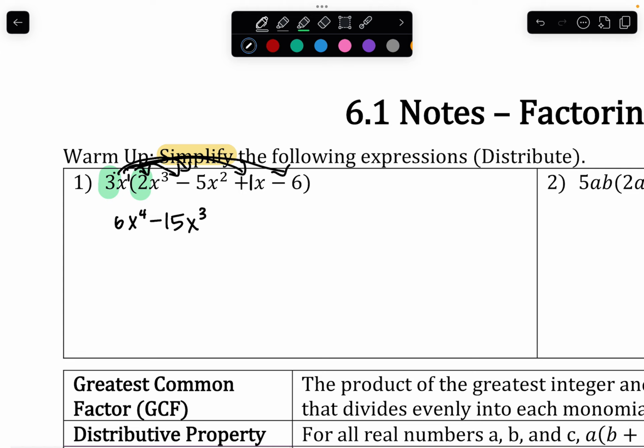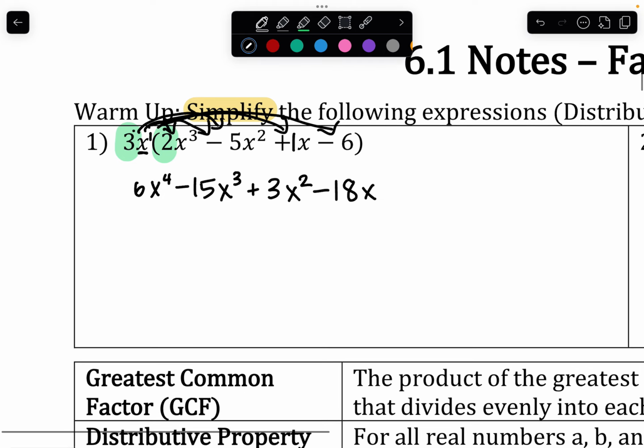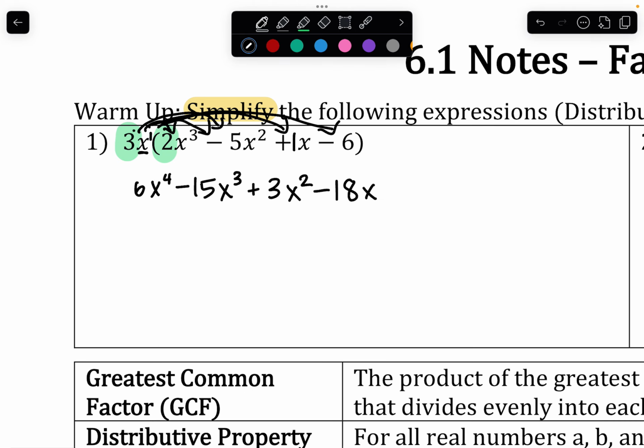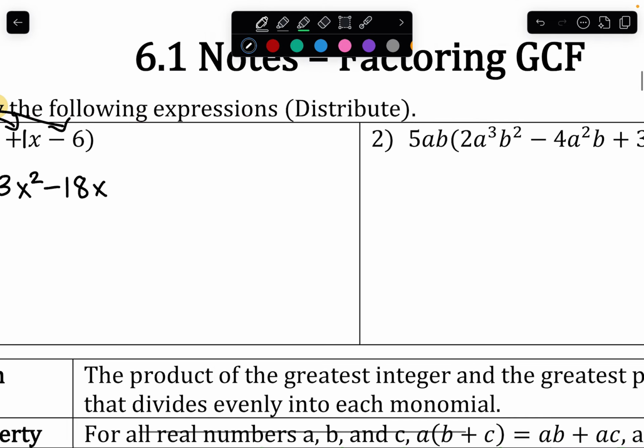3 times 1 is 3. X times x is x squared. 3 times -6 is -18, and we still have the x. And so our simplified answer is 6x to the fourth minus 15x cubed plus 3x squared minus 18x.